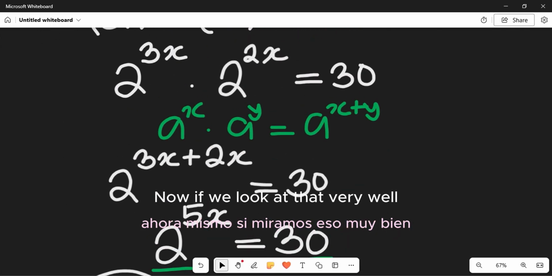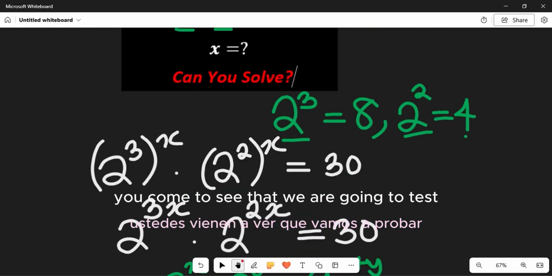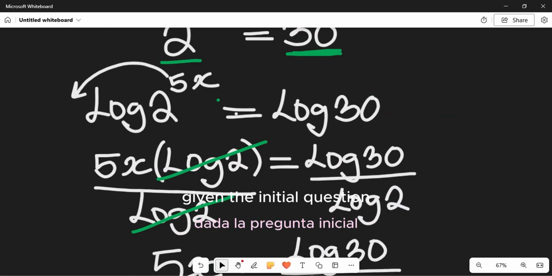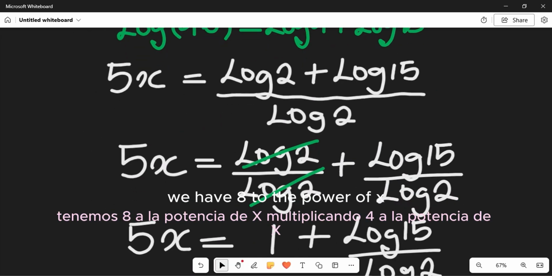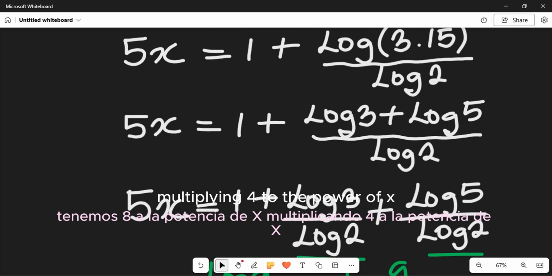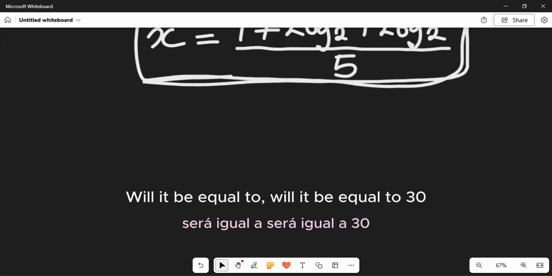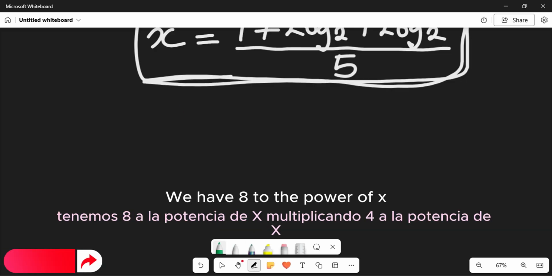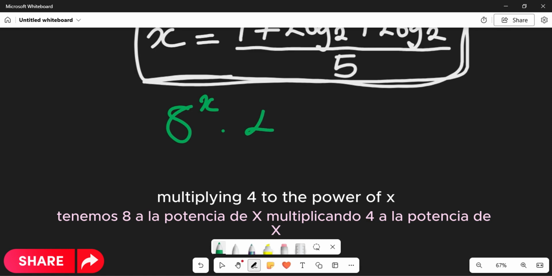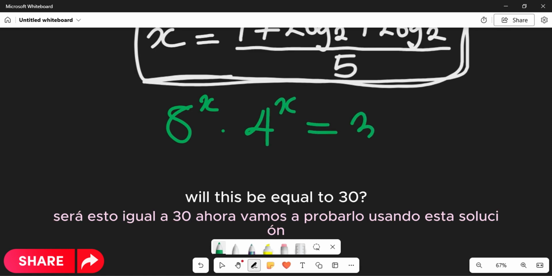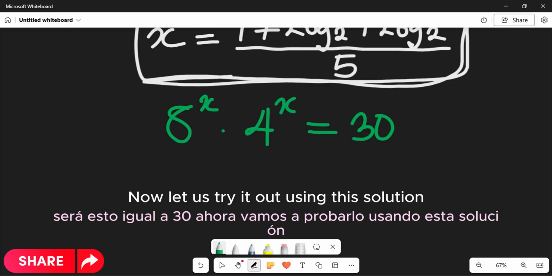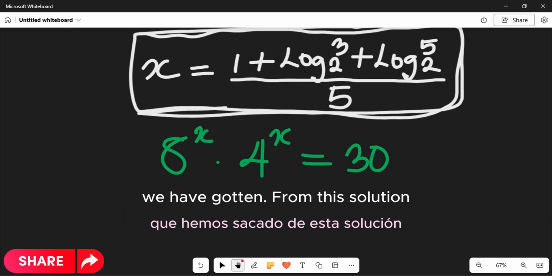Now, if we look at that very well, you come to see that we are going to test, given the initial question, we have 8 to the power of x multiplying 4 to the power of x. Will it be equal to 30? Now let's try it out using this solution we've gotten.